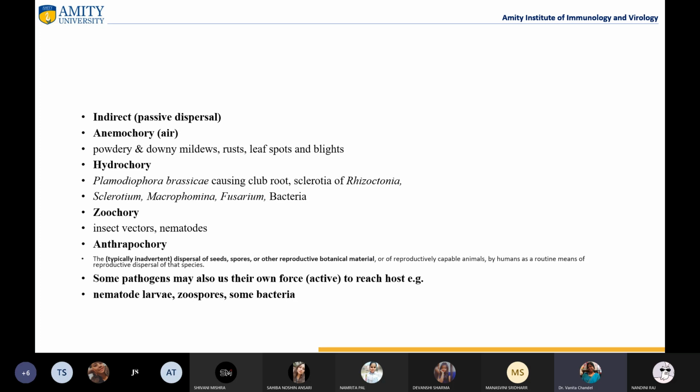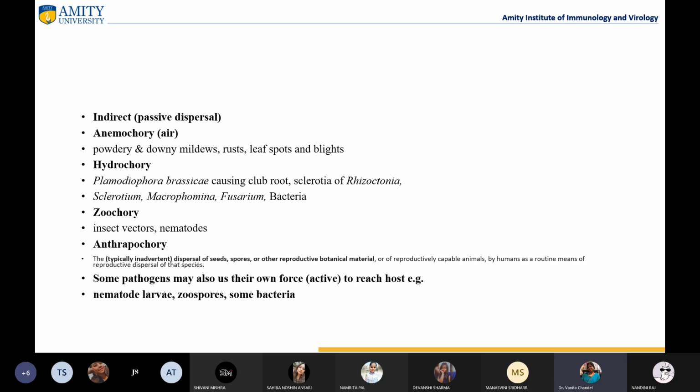Then hydrochory is through water. For example, Plasmodiophora brassicae causing club root can be transmitted through water. Zoochory means insect vectors and nematodes, so pathogens are transmitted by insect vectors and nematodes. And there's another term called anthropochory, which means inadvertent dispersal, that is, unknowing dispersal. We don't know, maybe it is through humans or through animals, or could be any other way.